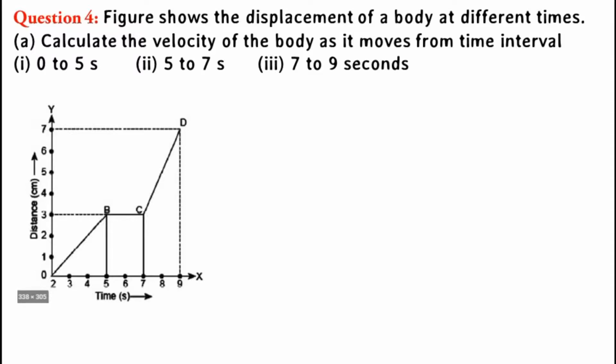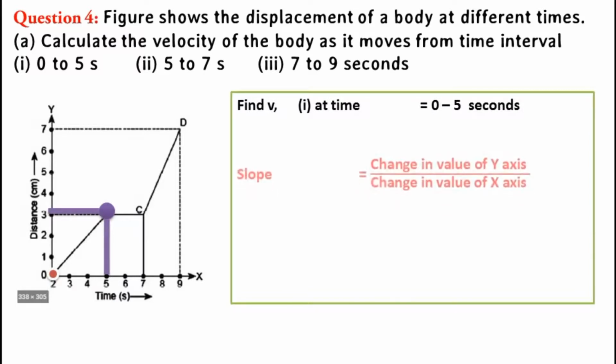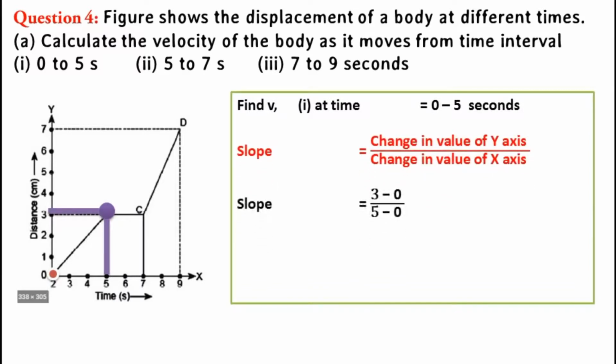We can see here the graph is a displacement time graph. So finding velocity from a displacement time graph, we need to find the slope, as we have already studied. So in the first part, 0 to 5 seconds, slope is equal to 3 minus 0 divided by 5 minus 0, which is equal to 3 by 5, which is equal to 0.6 meter per second. As we have already studied in the previous question how to find slope, I am not explaining it again.